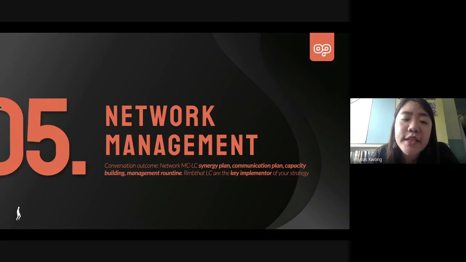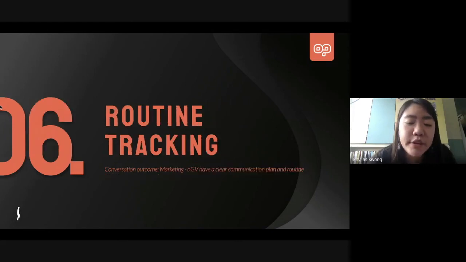The fifth one is about network management. What is the synergy plan between MC and LC? What is the communication, capacity building, and management routine? At the end of the day, LC is the one who does the strategy, not you, right? So your network management will be very important. Last but not least, routine tracking.